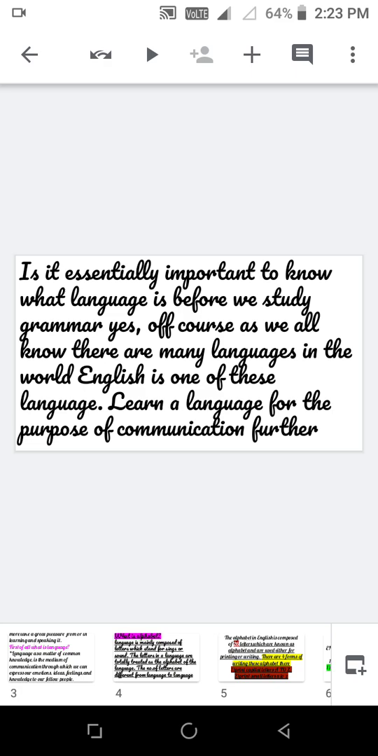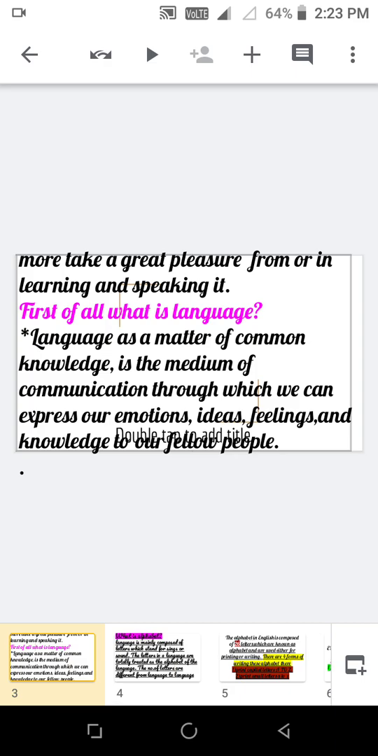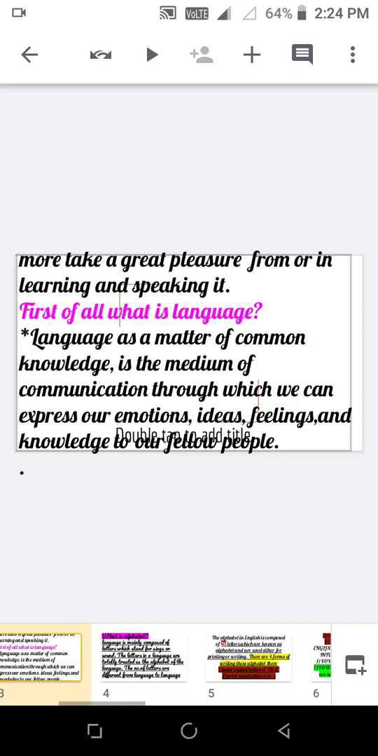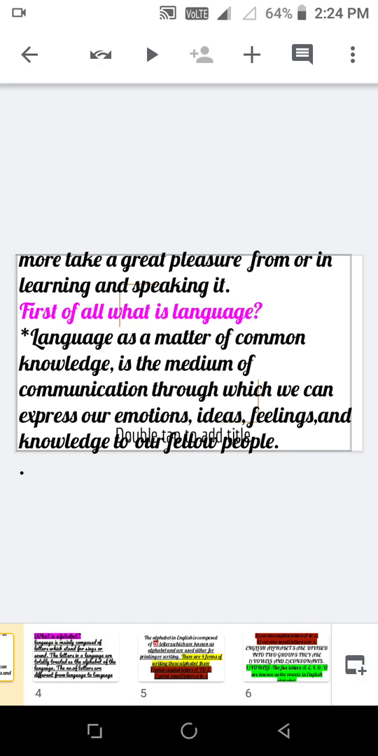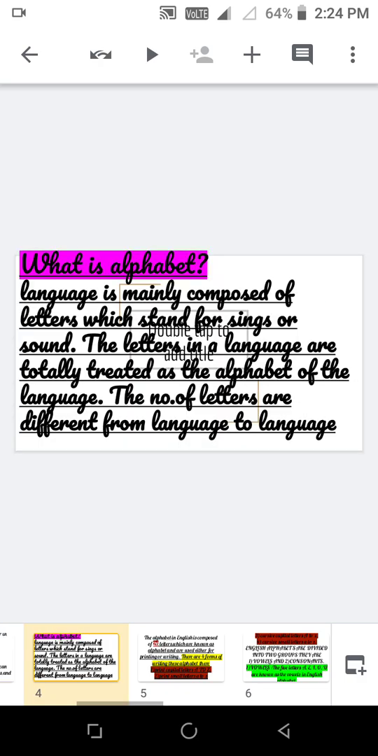As we all know, there are many languages in the world. English is one of these languages. We learn a language for the purpose of communication. Furthermore, many take great pleasure in learning or speaking it. First of all, let us know what language is. Language, as a matter of common knowledge, is the medium of communication through which we can express our emotions, ideas, feelings, and knowledge to our fellow people.